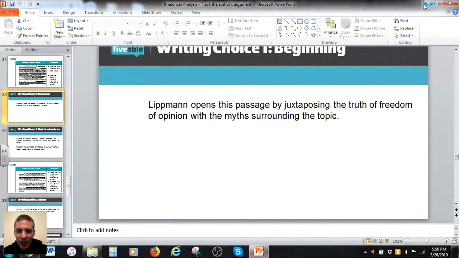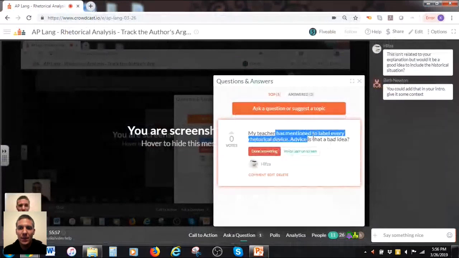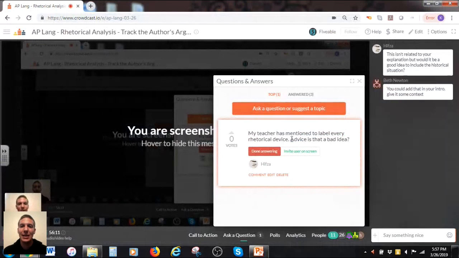So I will just answer this in a very abbreviated sense. My teacher has mentioned to label every rhetorical device. Up to you, but that's not the priority. So if your teacher wants you to do it, just make sure A, you're not mislabeling, because that would be a problem. It's better not to label than to label incorrectly. But B, that you don't think labeling the rhetorical device is the goal, or replacing high-level critical analysis like we talked about a little bit tonight, and we'll talk about more next week.